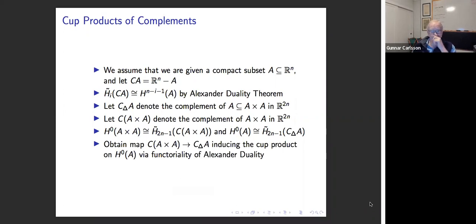So what we obtain then is a map from the complement of A cross A into the complement sub delta, the diagonal complement, inducing the cup product on H naught of A via functoriality of Alexander duality. So let me say here, we're going to get a map from H_{2n-1} of these gadgets. And when I translate by Alexander duality, that's going to get me to the cup product on H naught of A, because this is the dual to the diagonal map.